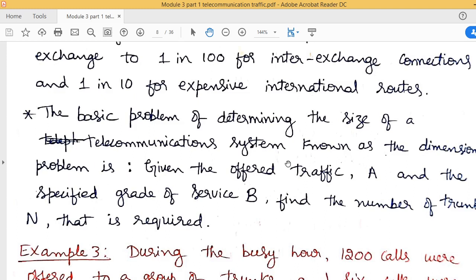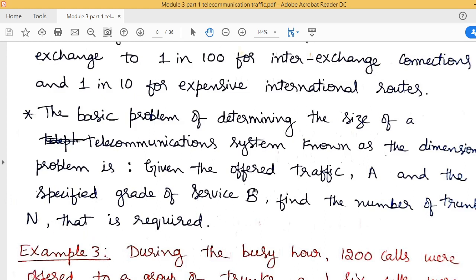And it is a problem. Let us consider a scenario where it is given that the offered traffic is A erlang and the specified grade of service is B, and we need to find the number of trunks, capital N, that is required. Generally the number of trunks is defined as N, capital N.